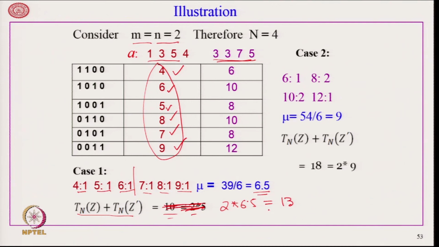Similarly, for case 2, the distribution will come out to be 6 once, 8 twice, 10 twice and 12 once. The mu is coming out to be 9, and we can see that T n z plus T n z prime is equal to 12 plus 6 is equal to 18, 10 plus 8 is equal to 18 and 8 plus 10 is equal to 18. Therefore, we get that is equal to 2 times 9.